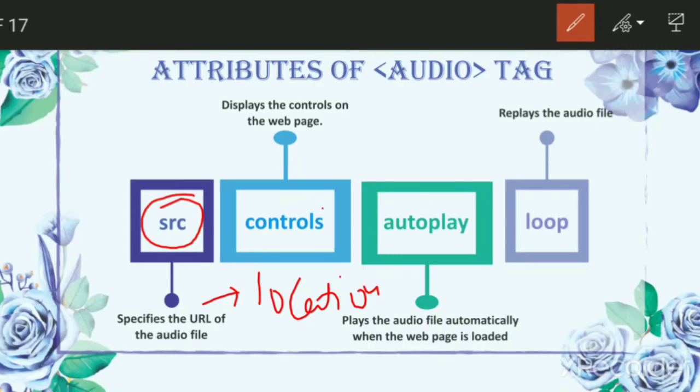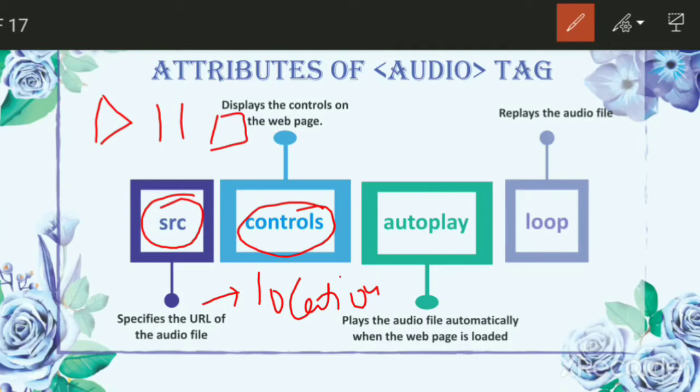Next we have controls. Controls is the attribute that is used to display the controls on the web page, which includes the play sign, the pause sign, and the stop symbol. So these are the controls that come along with the audio file.